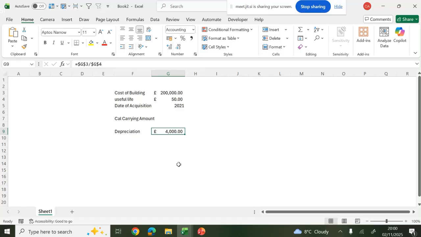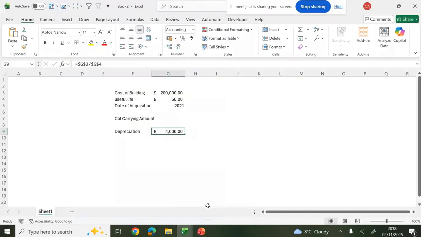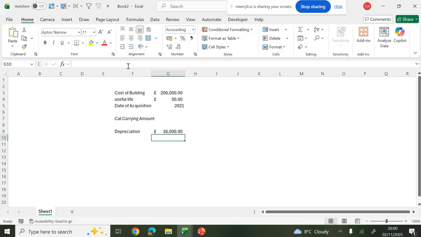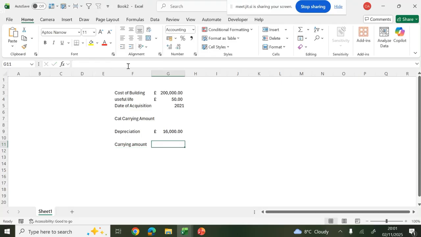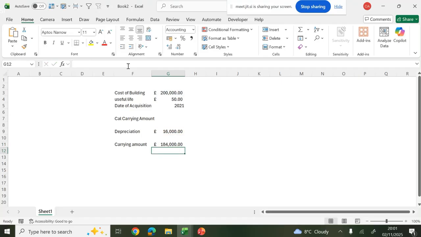And the asset has been used for 2021, 2022, 2023, 2024, if I'm correct. On 31st of December, that's the date they want to put it up for sale. That means total depreciation on this asset will be 4 times 4,000, 16,000, meaning that carrying amount is equal to cost of the asset minus accumulated depreciation. Does that make sense?